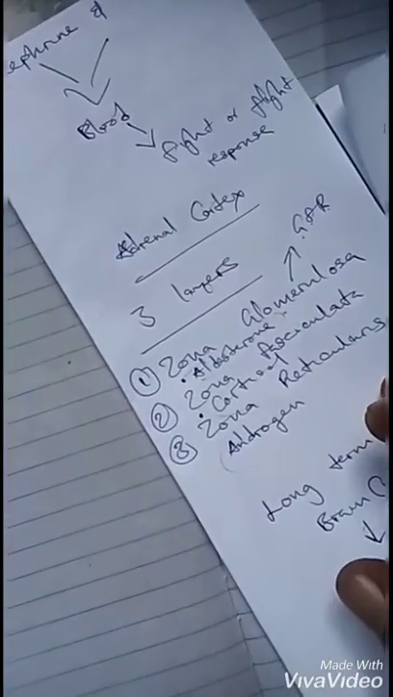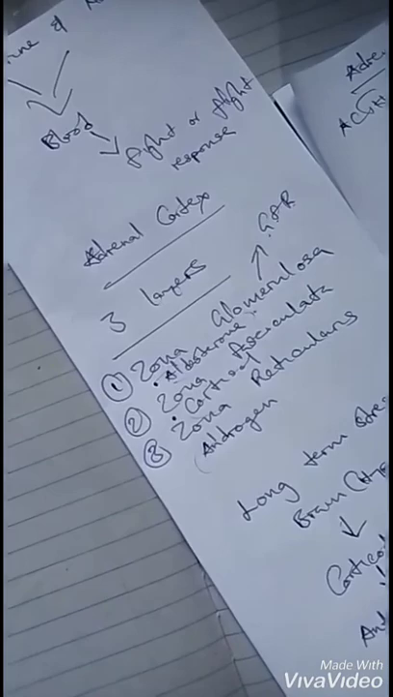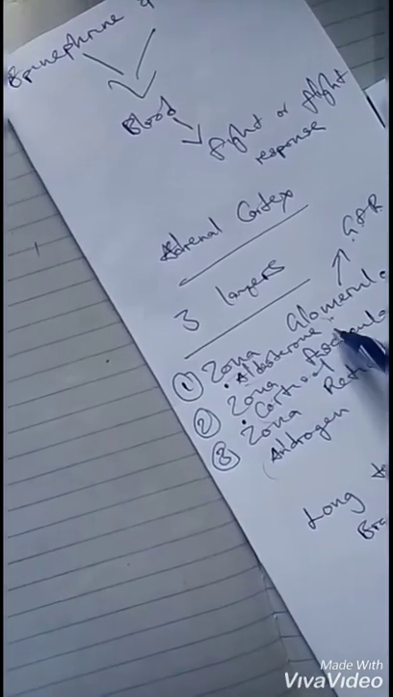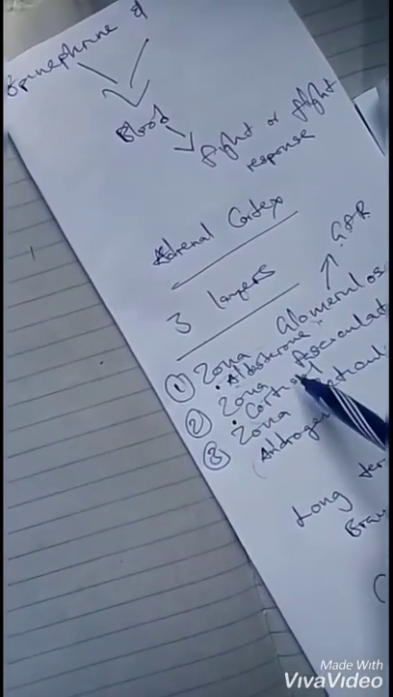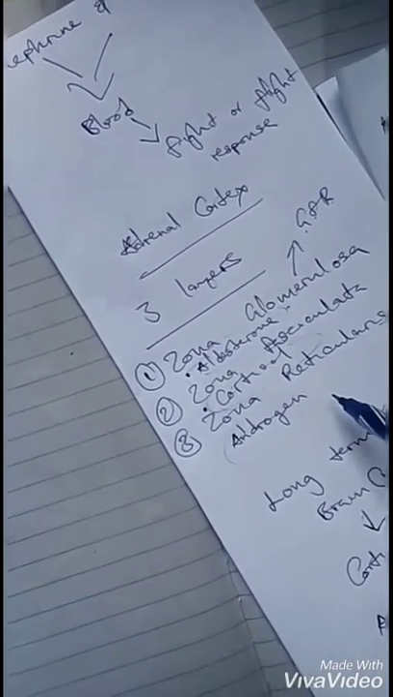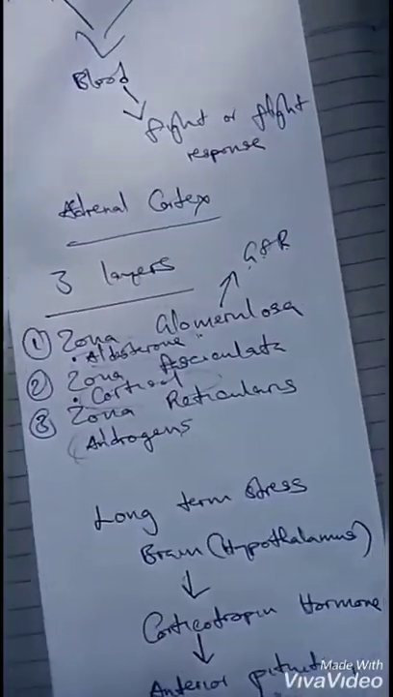So in the first layer, the zona glomerulosa, and you need to understand, as I explained before, I said there are 3 layers on the adrenal cortex, and the first layer is the zona glomerulosa, and it produces mineralocorticoids, and an example I gave, aldosterone. And the second one is the zona fasciculata, and it produces cortisol, and the third one, the zona reticularis, and it produces androgens. Now let us look closer at what each of these hormones does.